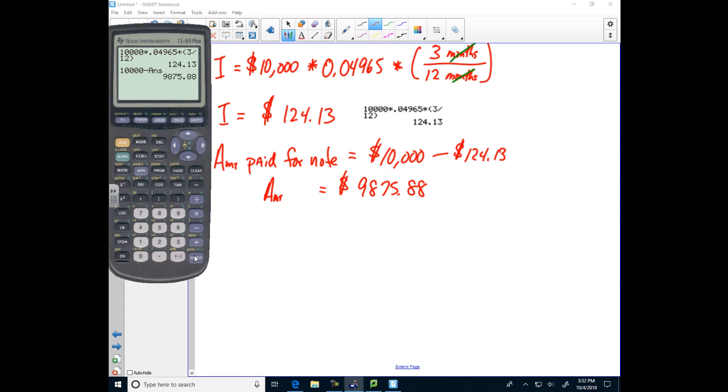Now, go back to our formula over here. So what's this 9,875.88? This is what we actually had to pay. That's the actual amount. That's what we really paid for the $10,000 T-bill. Remember, these are discounts. You don't pay the full $10,000.